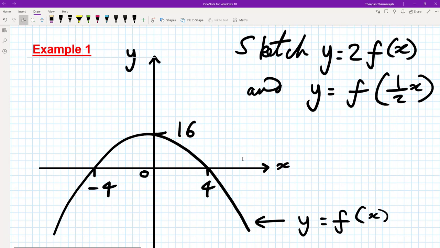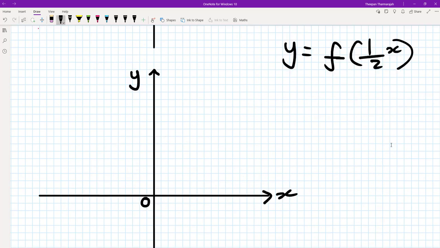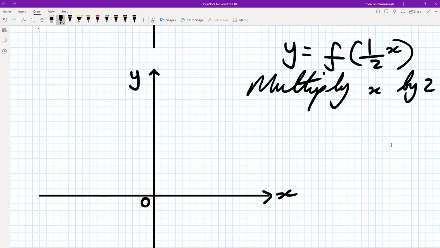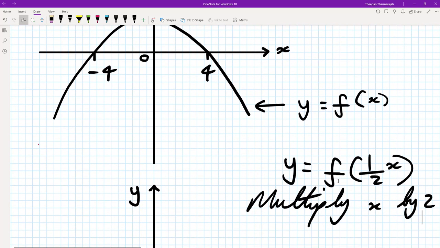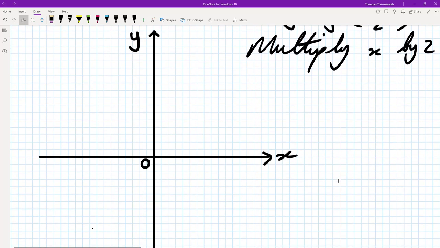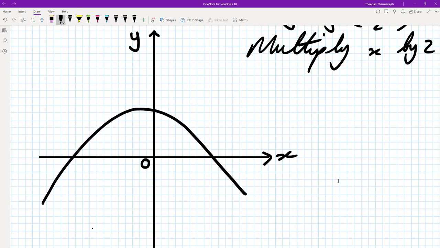Now the next part of the question says, now draw the graph of y equals f of a half of x in brackets. Now that you've got that, we know what the rule is for this. This is inside the bracket, so we multiply the x coordinates by 2. So if we go back to our original graph, we've got -4 and 4 on the x-axis. So we're going to double that. So this will now become -8 and 8, and this will still remain at 16.